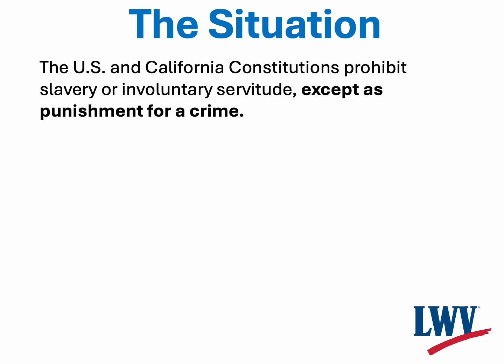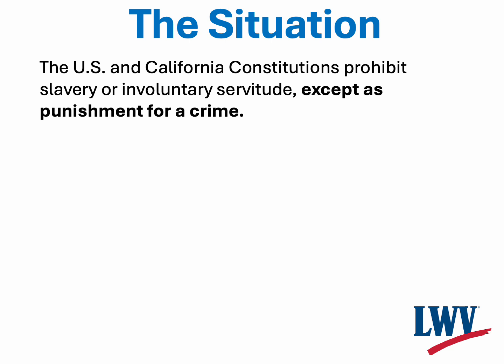This slide provides us with some background to Proposition 6. The United States Constitution was amended in 1865 by the 13th Amendment, which prohibits slavery and involuntary servitude. But it has an exception that says it's okay to require prisoners to work if they've been convicted of a crime. The California Constitution has essentially the same provision in it, and this is the case with most states in the country up until recently.